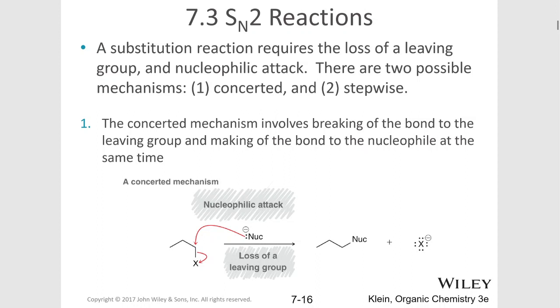This is the more important substitution mechanism that we'll be discussing in this chapter. We'll also look at the SN1 mechanism. The SN2 mechanism is a concerted mechanism where everything happens all in one step, but the stepwise mechanism, or the SN1 mechanism, has two steps. So we're going to look at those independently. The concerted mechanism, the SN2 mechanism, involves breaking of the bond to the leaving group and making a bond to the nucleophile at the same time.